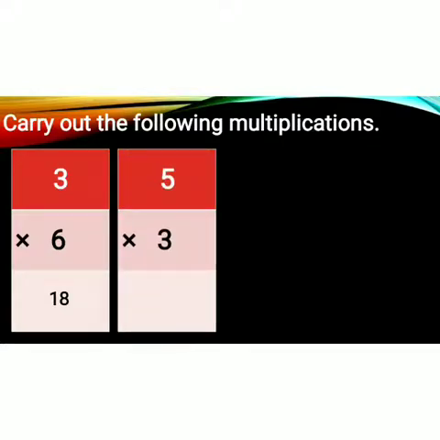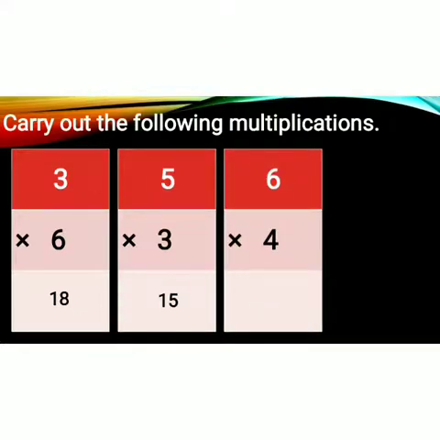We are taking the second example, 5 multiplied by 3. Now here again we have to say the table of 3 till 5. 3 ones are 3, 3 twos are 6, 3 threes are 9, 3 fours are 12 and 3 fives are 15. So here we'll get the answer 15. Easily we can find the answers of multiplication with the help of tables.